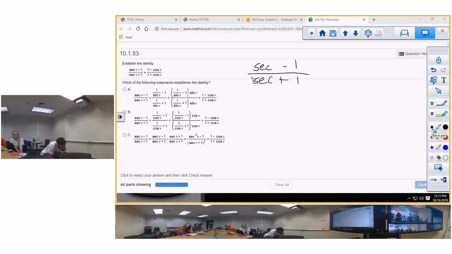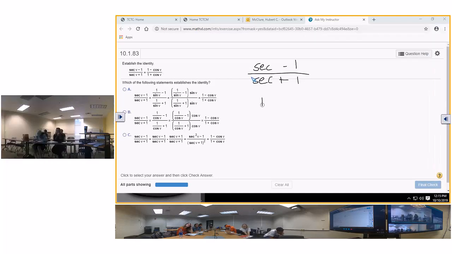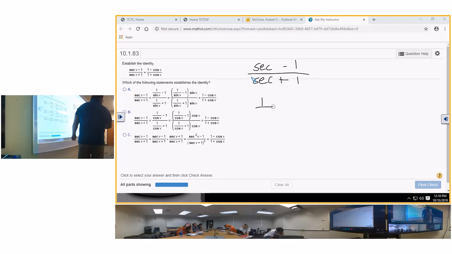So what is the secant? 1 over, 1 over the what? Cosine, right? I didn't say it loud enough.